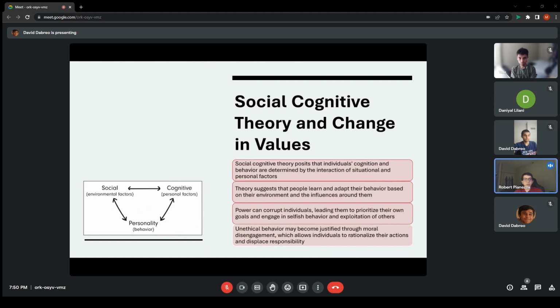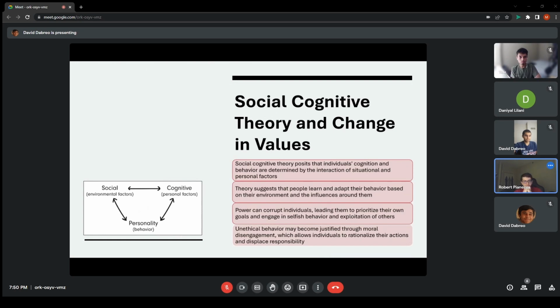Additionally, power can corrupt individuals, leading them to prioritize their own goals and engage in selfish behavior and exploitation of others. This can result in a shift in values towards self-serving interests. Furthermore, unethical behavior may become justified through moral disengagement, which allows individuals to rationalize their actions and displace responsibility. This cognitive process can lead to a change in values and increased engagement in expedient behavior.